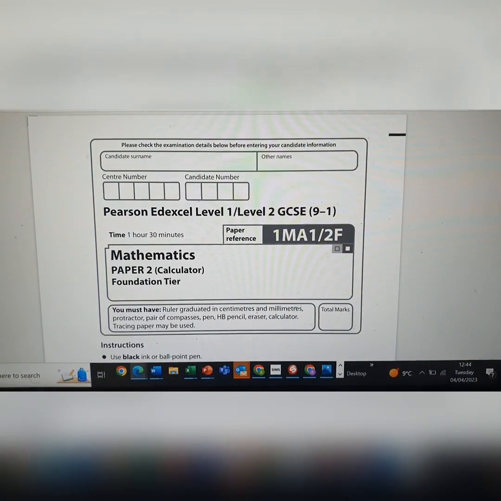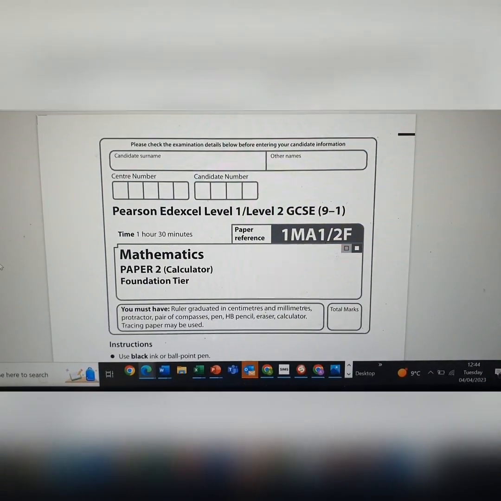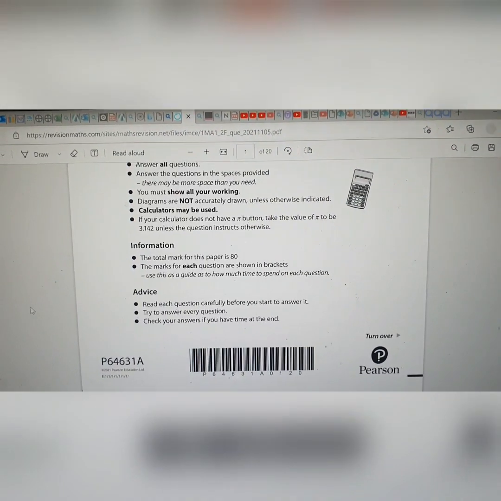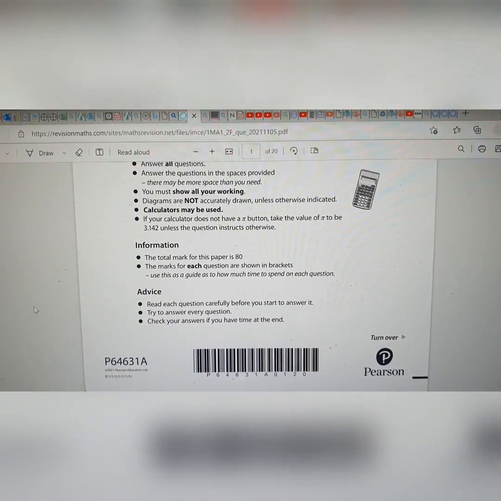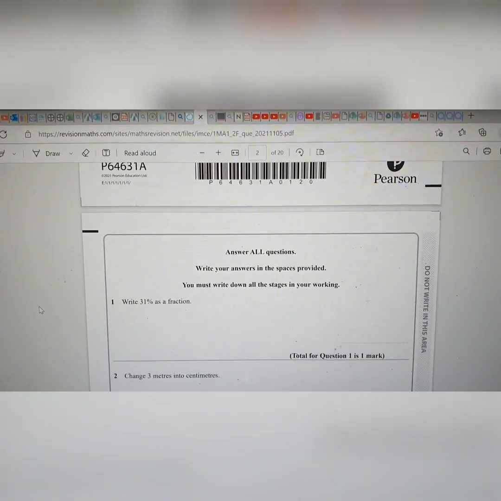So we're going to be looking at Edexcel Foundation Paper 2, 2019. This is a calculator paper, so as I'm going through each of the questions, I'm going to be showing you how I use my calculator to answer each of the questions.